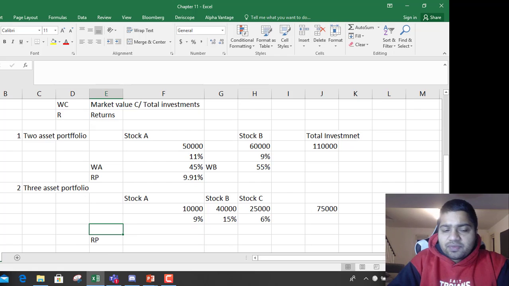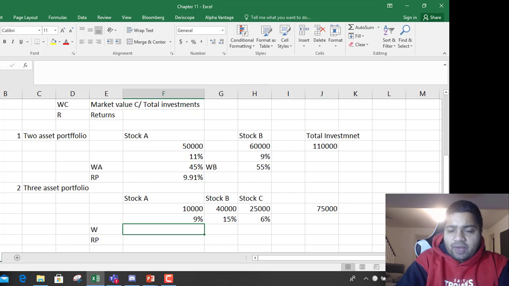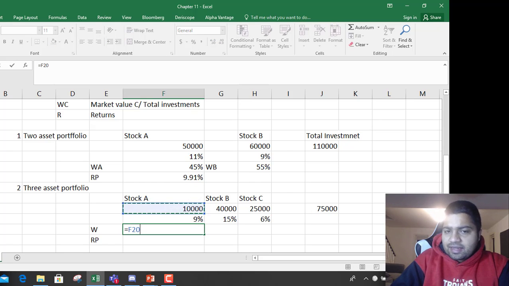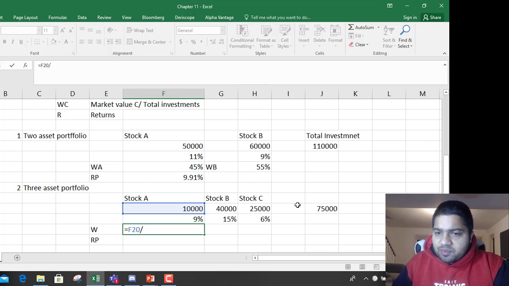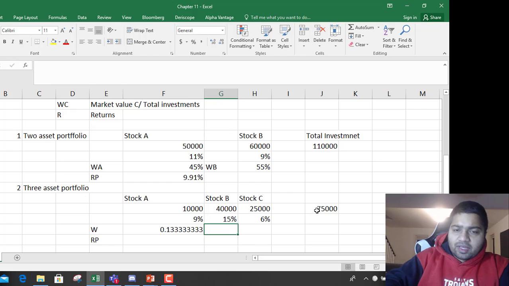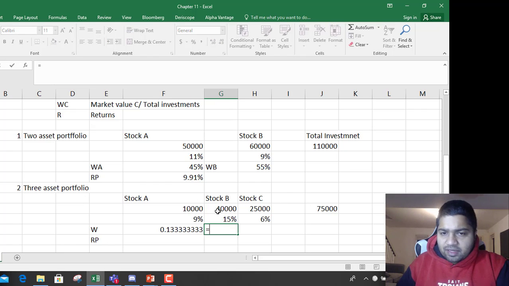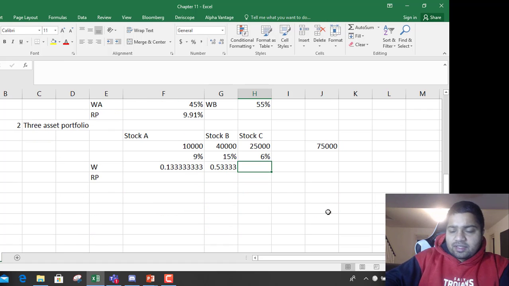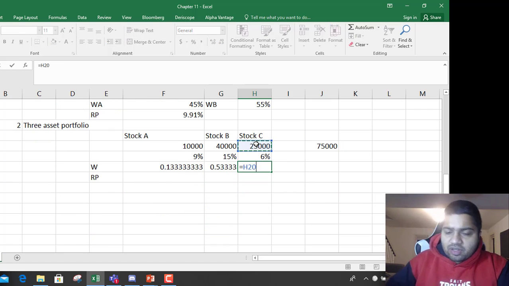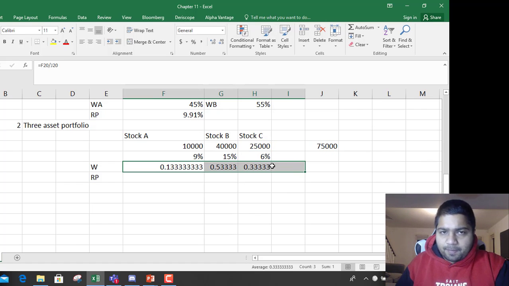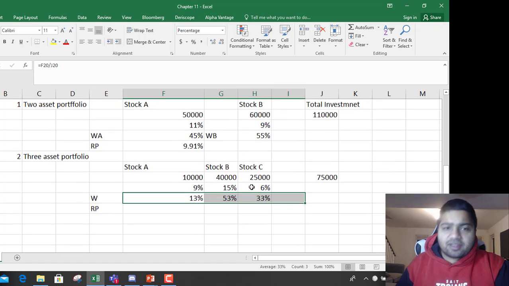Now to find out returns, first we need to calculate weights, W. So weight of asset A is 10 grand investment in stock A divided by total investments. Okay. B is investment in stock B divided by total investment. C is investment in stock C divided by total investments. So if you look at it in percentage, 13%, 53% and 33%.